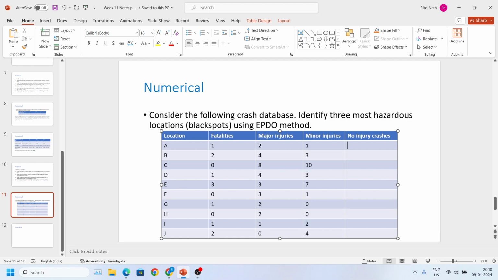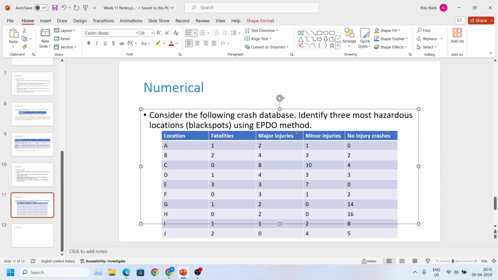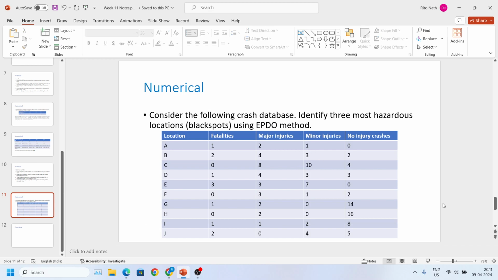Finally, no injury crashes are 0, 2, 4, 3, 0, 14, 16, 8, 5. So you have to find the three most hazardous black spots using the EPDO method. So this is your data.